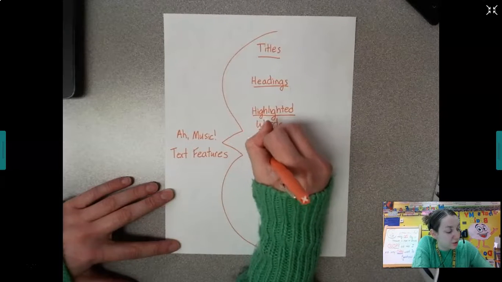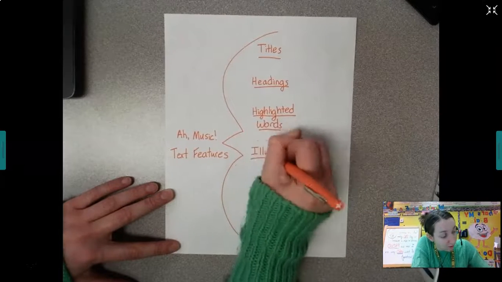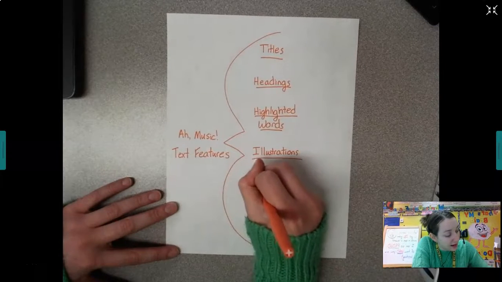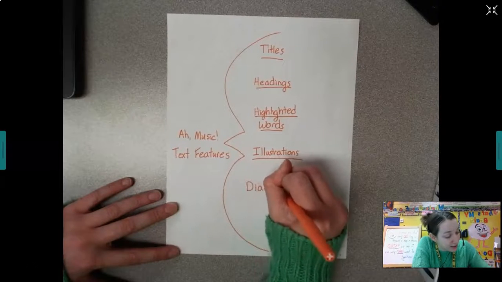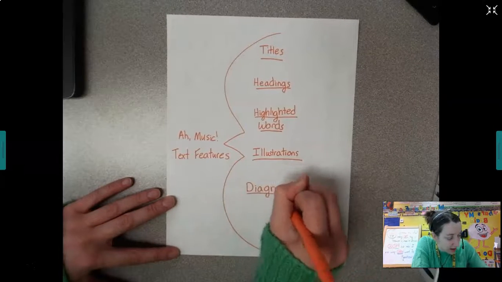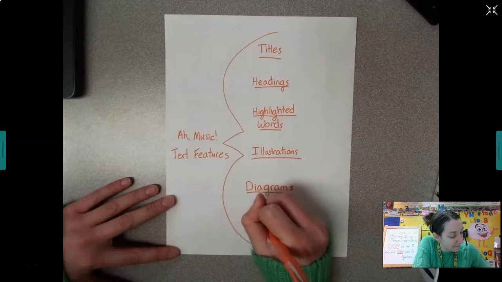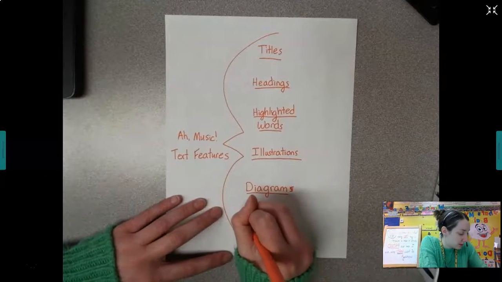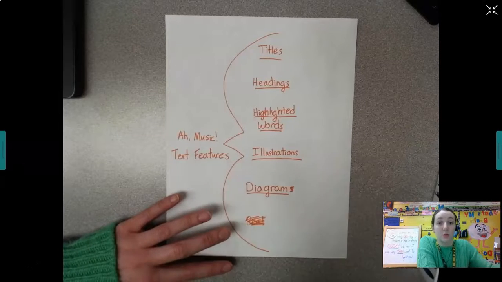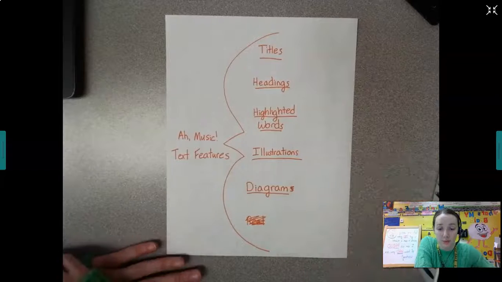Illustrations, or drawings, pictures, right? In this case, they don't use real pictures, like photos, I mean. Diagram, which remember is a picture that has labels and things with it. And then, of course, there are some real photos. Well, let's get that one out actually, because if we were using other text, there would be some other ones. So in this case, let's just talk about titles, headings, highlighted words, illustrations, and diagrams.